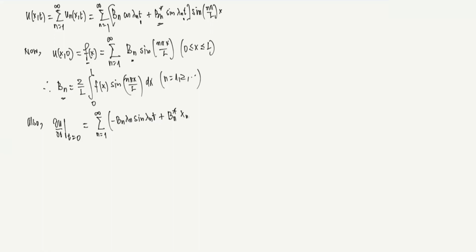So bn star lambda n, it has to do something with uniform convergence. Okay, lambda n of t, and then sine of n pi x by l. And this is at the point t equals to 0, evaluated at t equals to 0. I hope this is clear. I will just take the derivative.